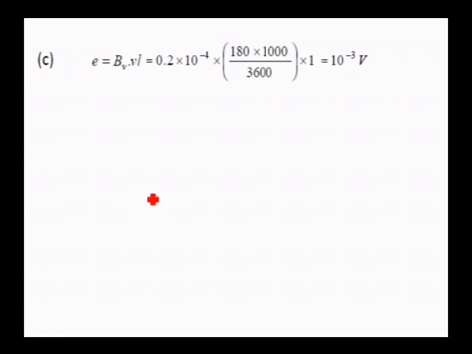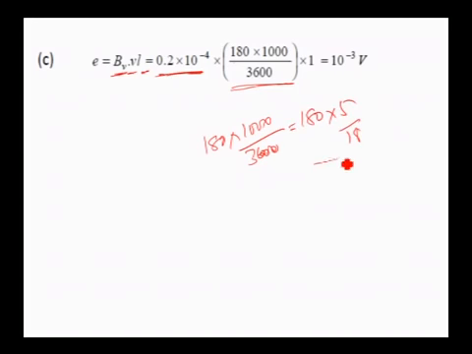This is similar to the motional EMF, where B into V into L. This is the magnetic field, and velocity is converted here: 180 into 1000 by 3600. See, 180 into 1000 divided by 3600 is similar to 180 into 5 by 18. I just mentioned a shortcut that this velocity can be converted into meter per second just by multiplying by 5 by 18. What is this one? This is nothing but the length of the conductor. Finally, you get 10 power minus 3 volt. This is the reading shown in the millivoltmeter.